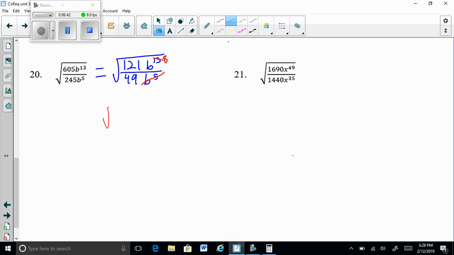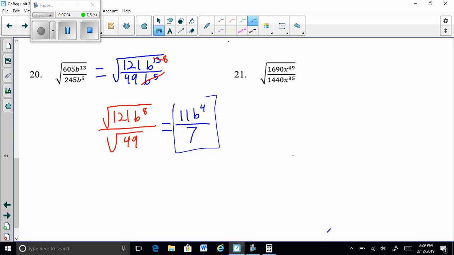So then when I break this up, I'm going to have the square root of 121 b to the power of 8 all over the square root of 49. And so then the square root of 121 is 11. And then the square root of b to the 8th becomes b to the 4th. And then all over the square root of 49, which is 7. And there you go.